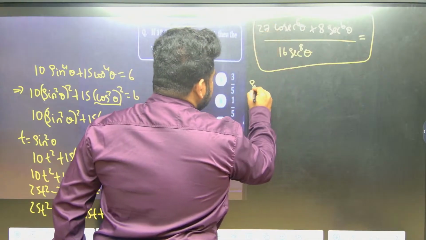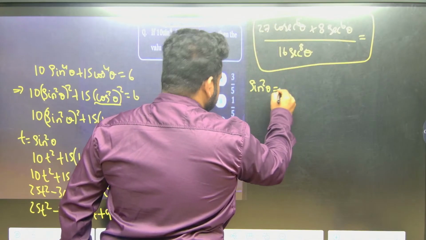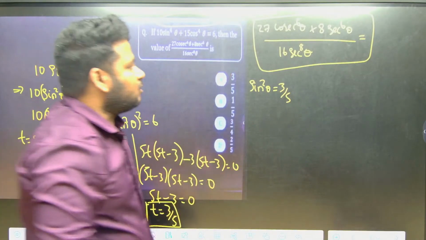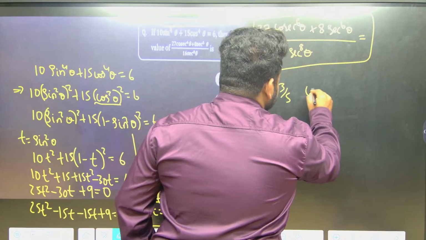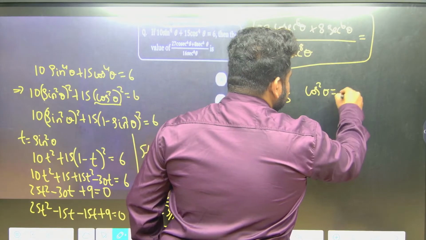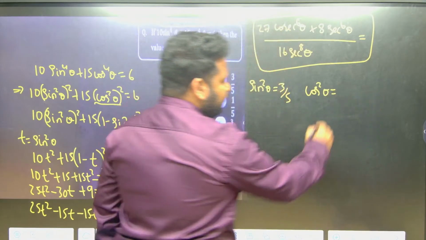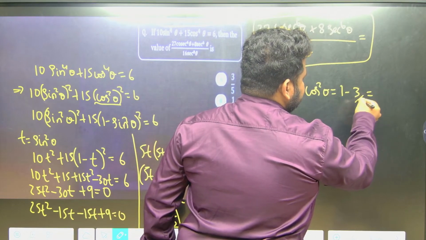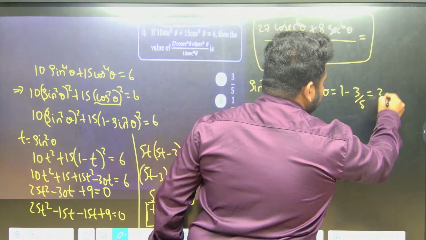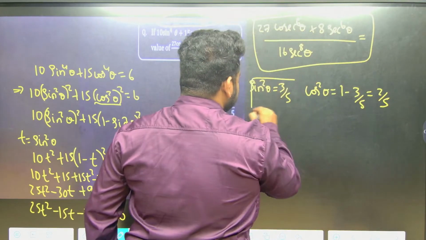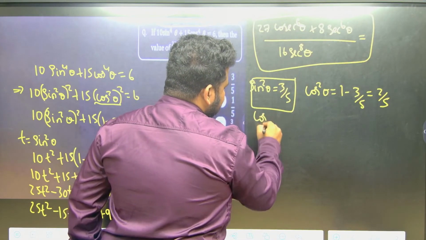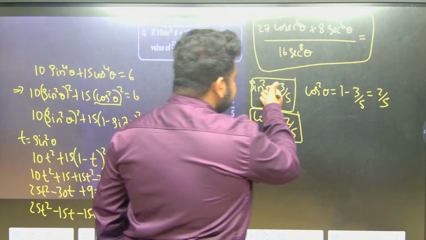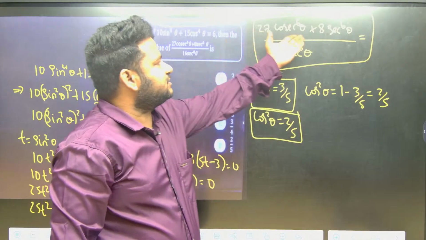So sin square theta I will get as 3 by 5. Now what is the cos square theta value? Cos square theta I have to find out. Cos square theta is 1 minus sin square theta, that is 1 minus 3 by 5. If I take LCM, 5 minus 3 is 2. This will become 2 by 5. So sin square theta is equal to 3 by 5 and cos square theta is equal to 2 by 5. So once I get sin square and cos square, easily I can find out these values.